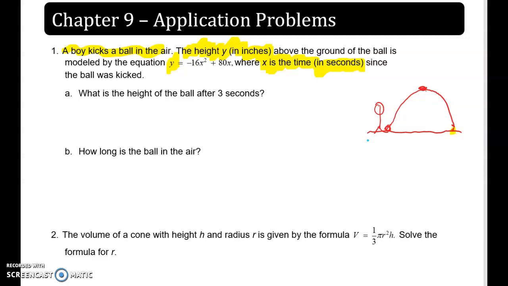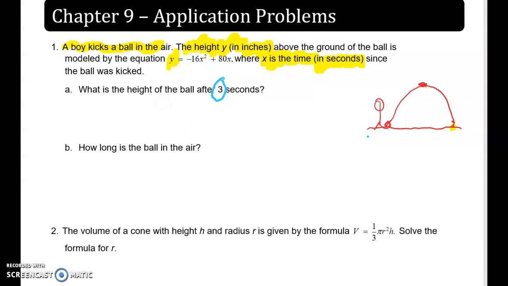Okay, so the first part of the question just says, what is the height of the ball after 3 seconds? So if all they want to know is how high is the ball after 3 seconds, remember, x is the time. So all we're going to do in the first part of this problem is just let x equal 3. Okay, so if I plug that into the given equation up there, I have negative 16 times 3 squared, don't forget that part, and then plus 80 times 3, okay? And you can either do this mental math, 3 squared is 9, and multiply that and use order of operations, or just plug all this into your calculator, and when you do, you should get 96.